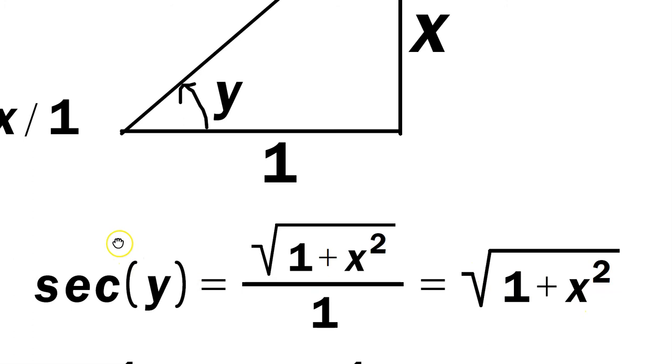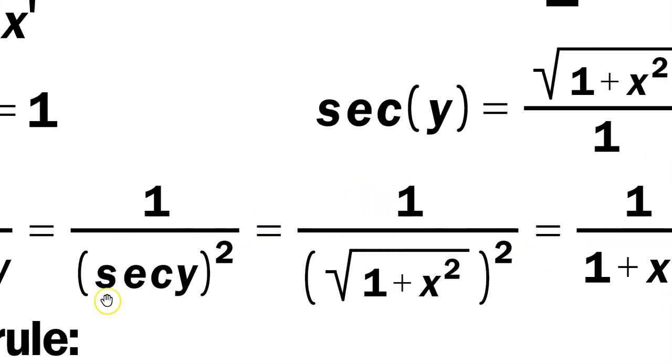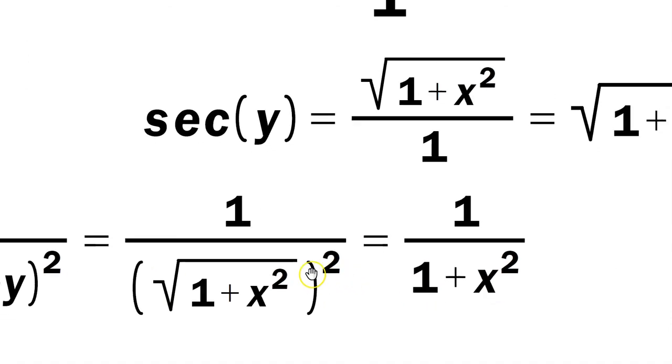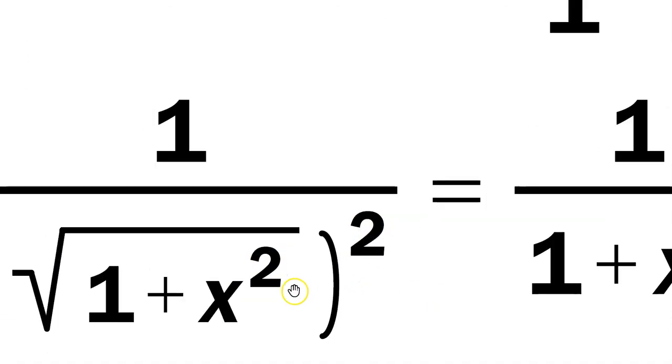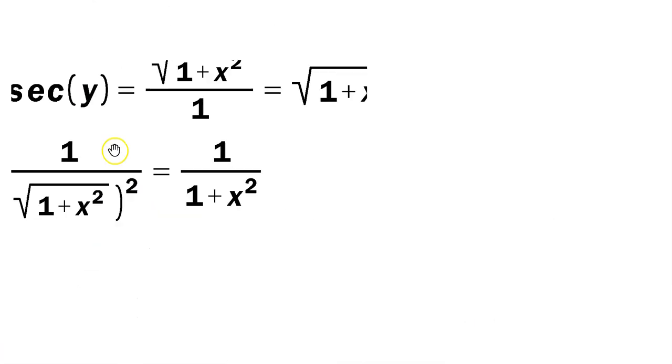That's relevant because, going back to here, we had 1 over secant of y squared, but now we know that the secant y part can be replaced with the square root of 1 plus x squared. But then this 2 and the square root cancel because they're opposite operations. That means you just end up with 1 over 1 plus x squared, and that's an expression for the derivative of the inverse tangent function.